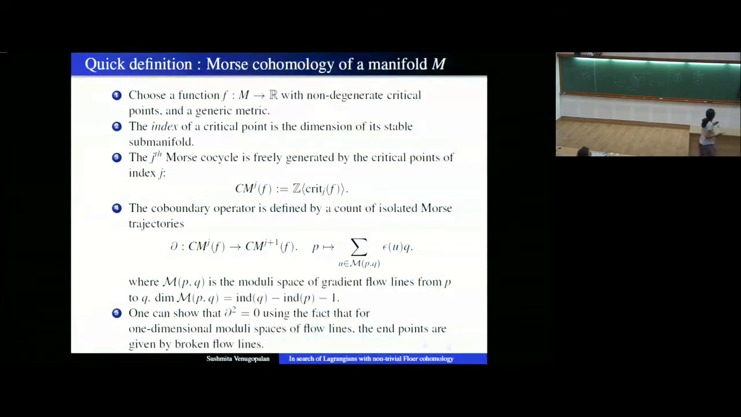How do I define the moduli space? So one way to define the moduli space is just look at all, if you are going from P to Q, look at all points whose backward flow goes to P and forward flow goes to Q, and then you mod out by translation along the flow line. So that's one way to define. So in order to get this moduli space to be a manifold, you need a generic metric.